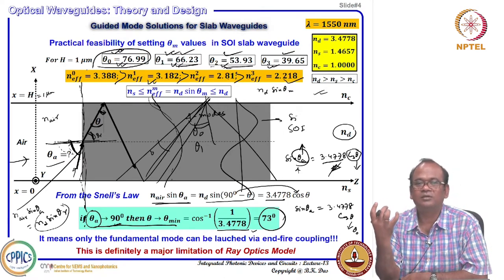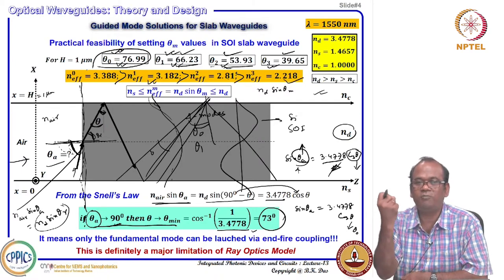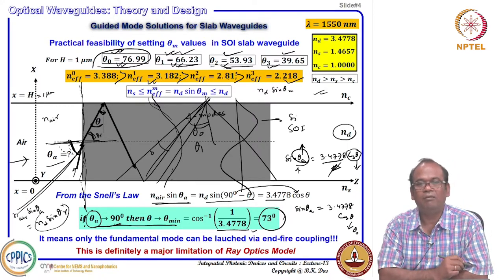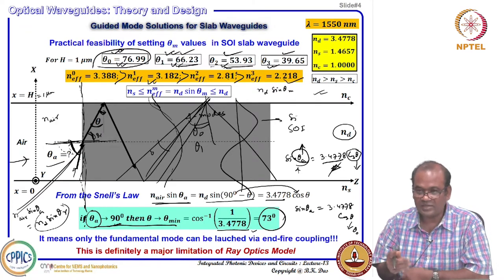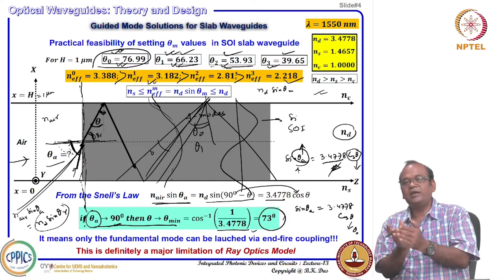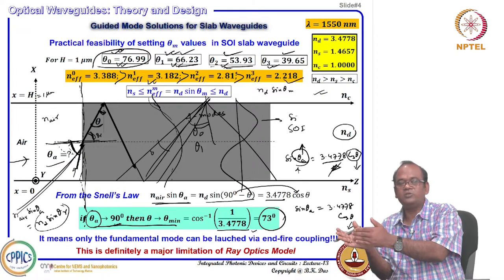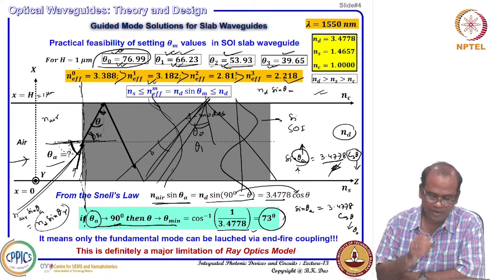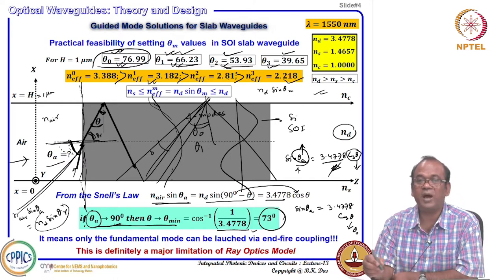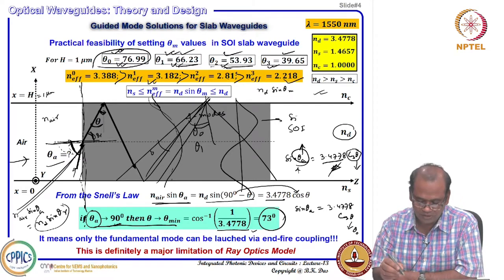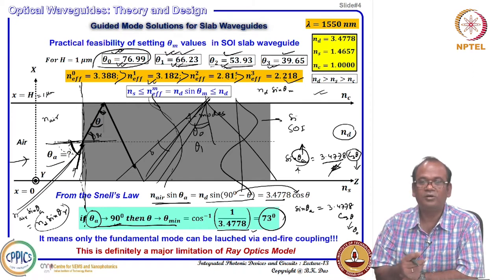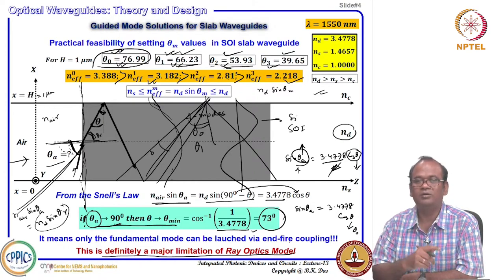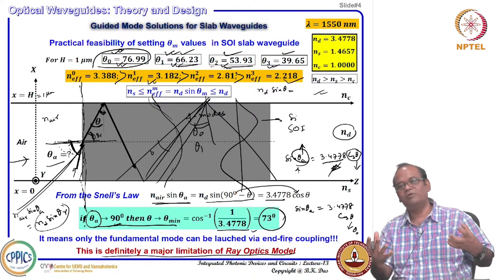Your device layer can support 4 modes according to the ray optics model. But what you see practically, if you are launching at an angle from the air, so that you can selectively excite some particular theta value, it can actually support some guided mode according to our ray optics model. But unfortunately, in this example we cannot actually excite higher order modes in spite of their solutions being there. So this is definitely a major limitation of the ray optics model. In principle, in practice, we can couple all the modes.